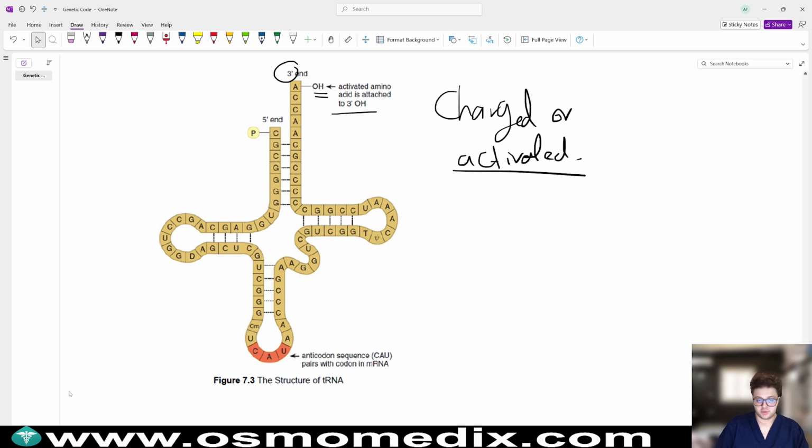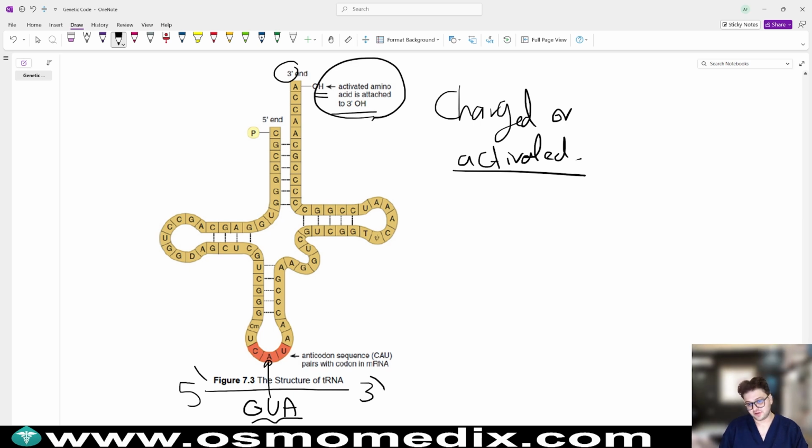We have an anticodon sequence that pairs with codons in the mRNA. This is what pairs with the mRNA itself when it is on the ribosome. So imagine this is the mRNA, in the 5 to 3 direction. There will be a sequence on the mRNA which is GUA. This GUA sequence will attach with this sequence, and the amino acid that was activated here will be dropped on the mRNA like this.